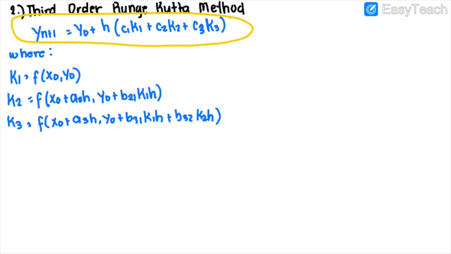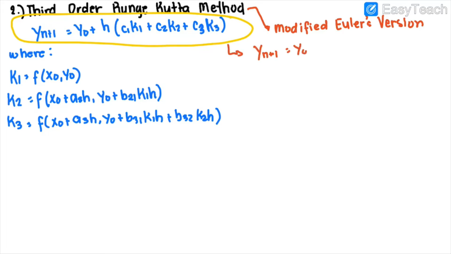But then again we will be using the modified Euler's version of the third order Runge-Kutta method. With the modified Euler's version, the y value should now be y n plus 1 equal to y naught plus the step size over 6 times k1 plus 4 k2 plus k3.